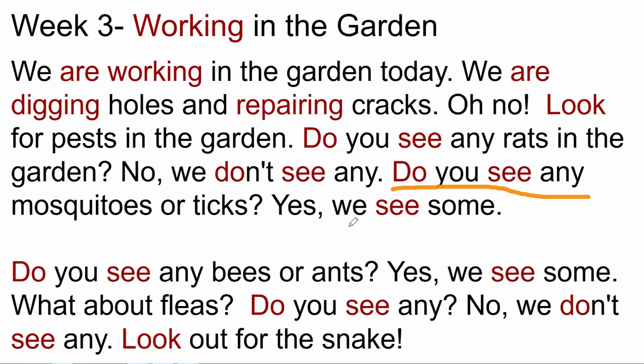Do you see any mosquitoes or ticks? Yes, we see some. Do you see any bees or ants? Yes, we see some. What about fleas? Do you see any? No, we don't see any. Look out for the snake.